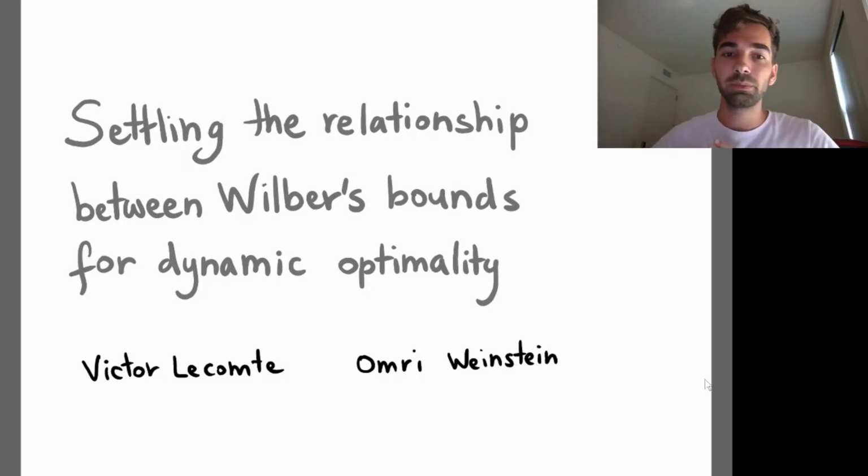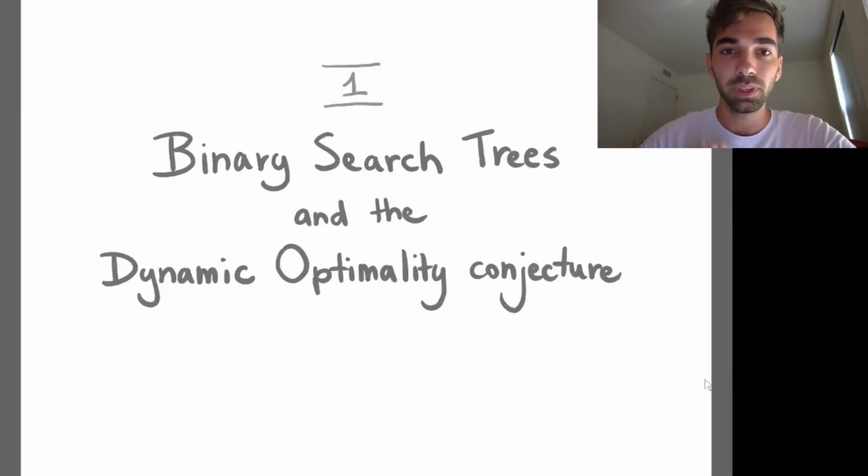This talk is going to mostly be an introduction to the dynamic optimality conjecture and what our results mean for it. This is going to be very, very light on proofs, so I think it will be accessible to everyone, even if you don't have any background in the dynamic optimality conjecture. First part is about binary search trees and the dynamic optimality conjecture.